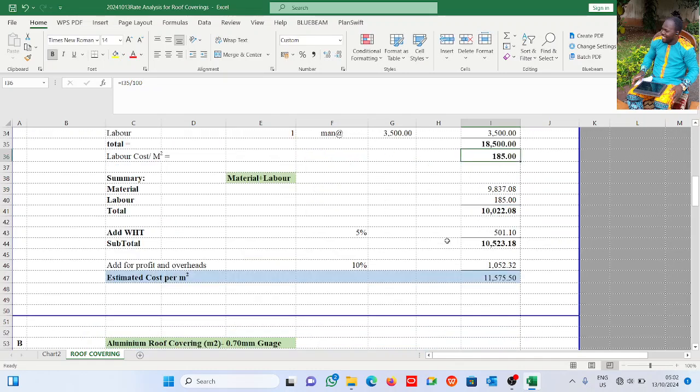All right, now we'll take to the summary. We have material, this is this. We have the labor, which is this. Material, labor, if I sum them, I have this.